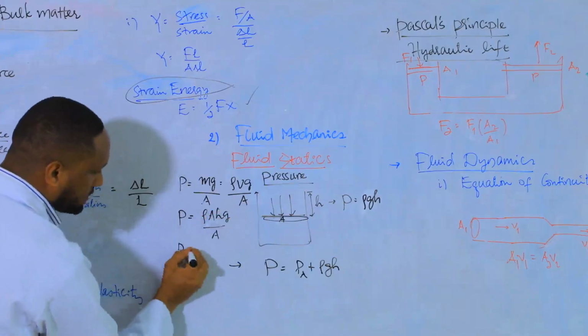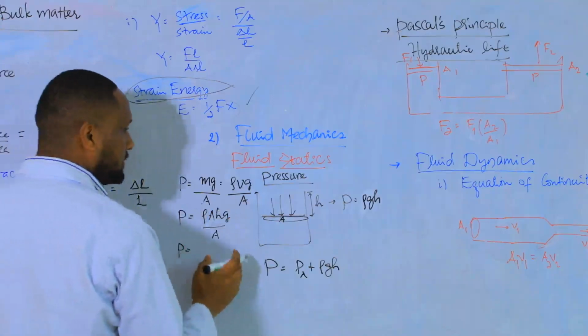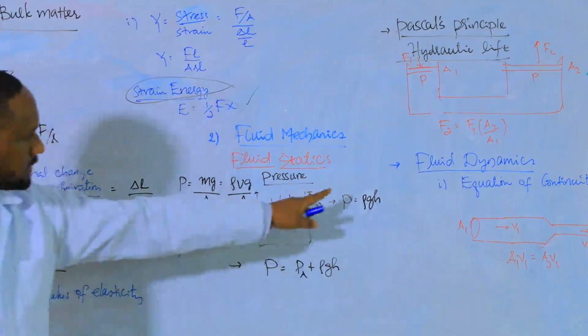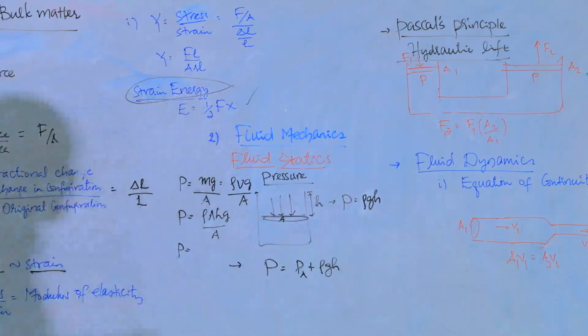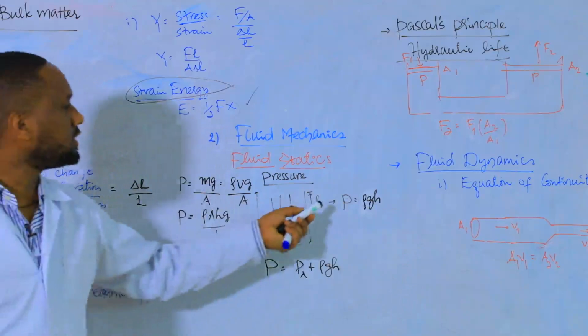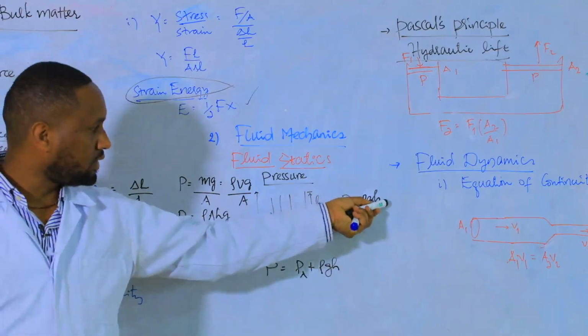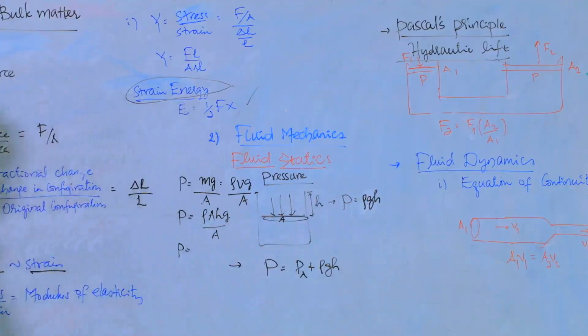Finally, we come up with an expression for the pressure inside a liquid: P is equal to rho gh, the density times the gravitational acceleration multiplied by the depth h. So you can simply tell that the pressure inside a liquid depends on the depth of the liquid. The greater the depth, the greater the pressure.